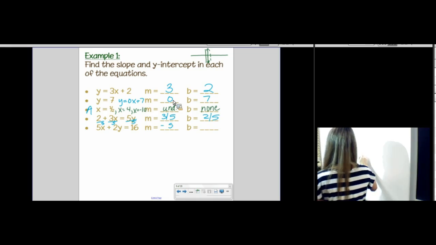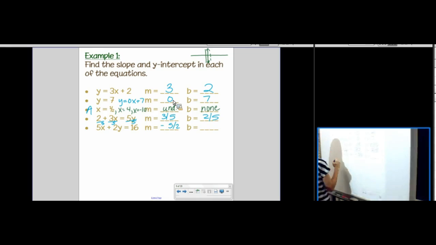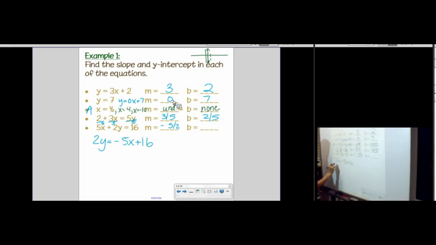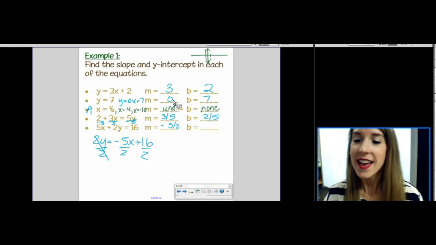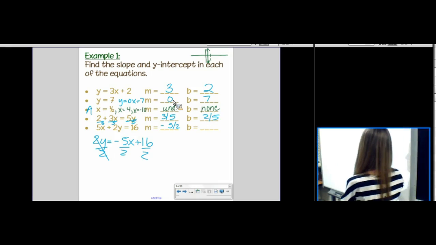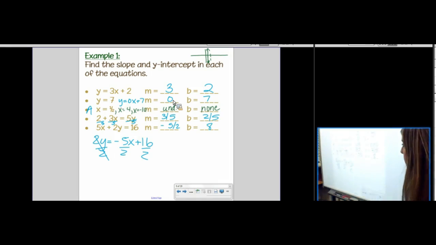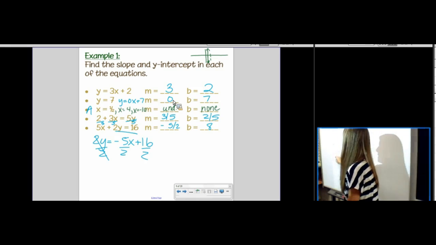Okay, Lily's getting -5/2. While she's writing the other one, I'll start solving it. 2y equals -5x plus 16. Divide by 2, divide by 2, divide by 2. So yes, the slope is -5/2, and good. The b, the y-intercept, is 8. Awesome. So this one right here was in standard form.